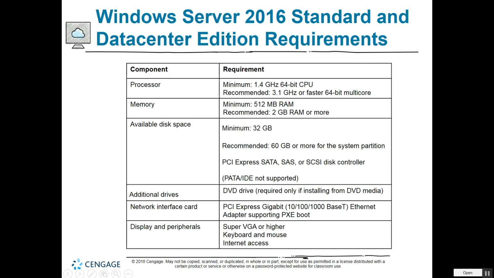Okay. Now, when it comes to disk space, a minimum of 32 gig. They'd like you to have at least 60 gig. PCI Express, SATA, SAS, or SCSI disk controller. It doesn't support PATA or IDE. Additional drives, they recommend a DVD drive, but that's only if you're installing from DVD media. The catch is, Windows Server 2016 won't fit on DVD media.